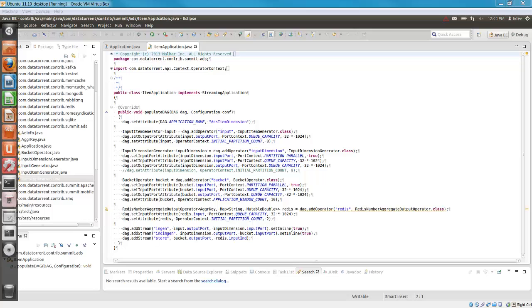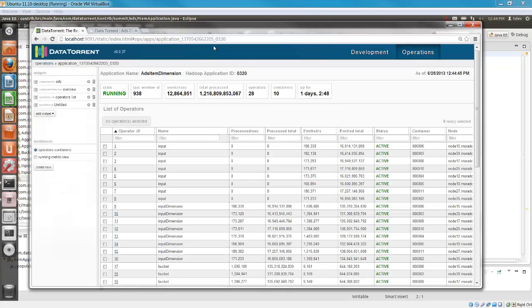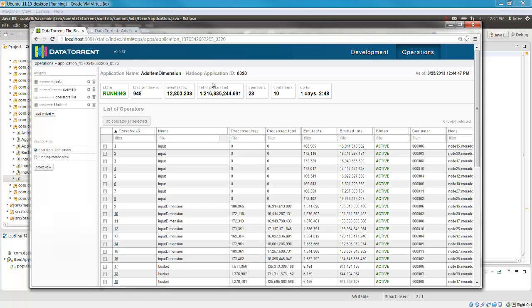Next, we're going to look at the console. The application is running. The first thing we notice is there are many more operators than what was defined in the logical DAG. The reason for that is that the application is partitioned. We find 8 partitions and in total 28 operators in 10 containers. The incoming impressions and clicks are around 1.4 million events per second, and the total computation of the DAG is around 12 million events per second.